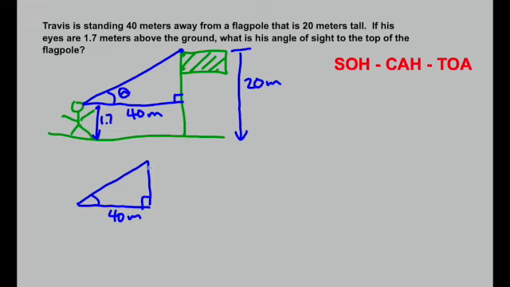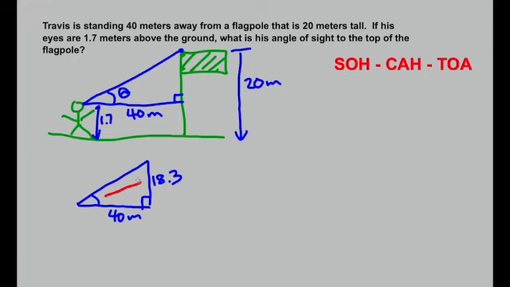It's not exactly the height of the flagpole, because we know the entire flagpole is 20 meters, but his eyes are 1.7 meters off the ground. So this is going to end up being 20 minus 1.7, which is 18.3. So at this time, we're going to ask ourselves, which of these three ratios is it? Is it sine, cosine, or tangent?